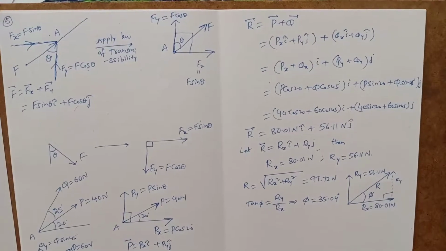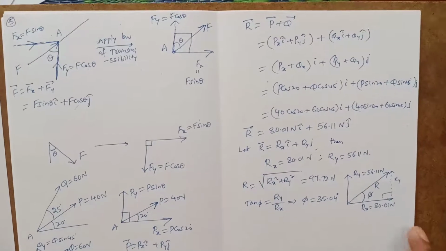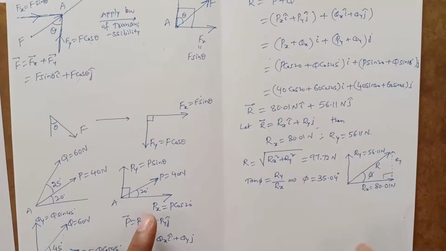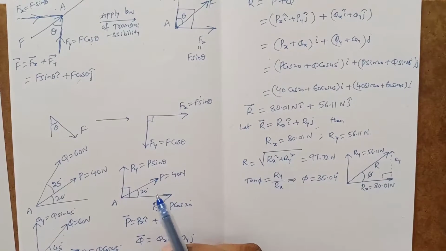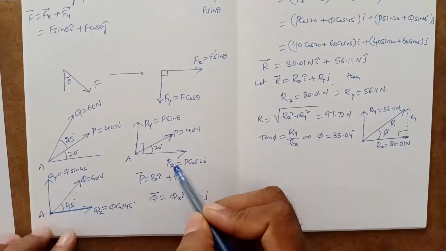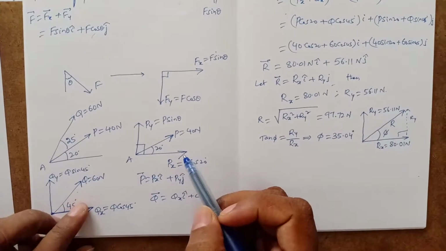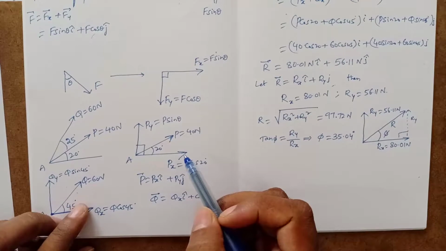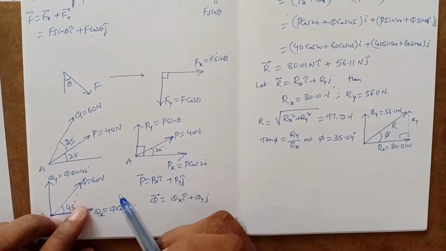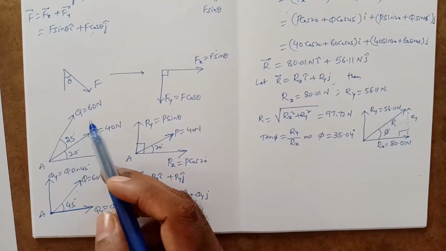Instead of doing all these things, we can do it in a simpler way. This is our problem here: P bar and Q bar. P bar has magnitude 40 and is making an angle of 20 degrees. Q force vector is making an angle of 45 degrees, and here the magnitude is 60.